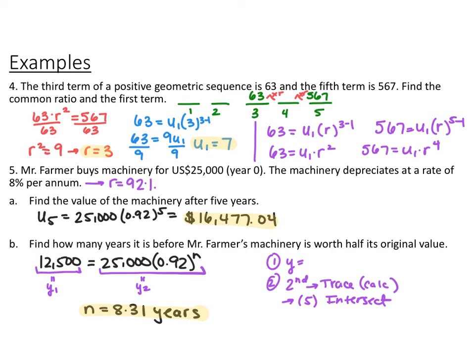Now, normally for sequences, we wouldn't accept that. We would say we'd round it up to 9 years, but depreciation is usually continuous. So 8.3 years would be okay. Now, if they're saying that it only goes down on the year, then you would have to round it, something like that. But depreciation is usually a continuous function.